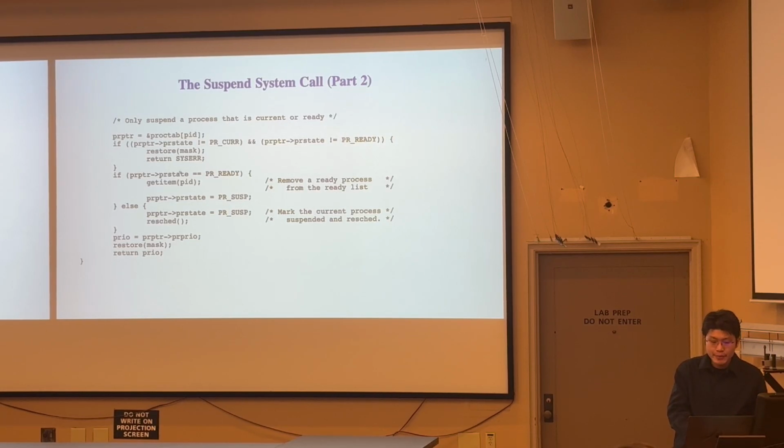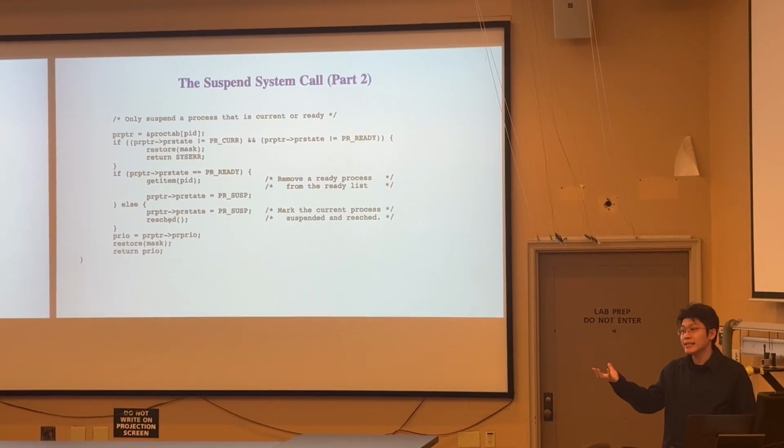Else, this means that the process state is running. Right? It's current. If it's current, it means that you need to, of course, still set its state to suspended, and then you call resched. Right, for 2 purposes. One is that because this process is currently running and you are suspending it, you need to switch it out and switch in another ready process. And second, this resched also saves the state of the current running process.